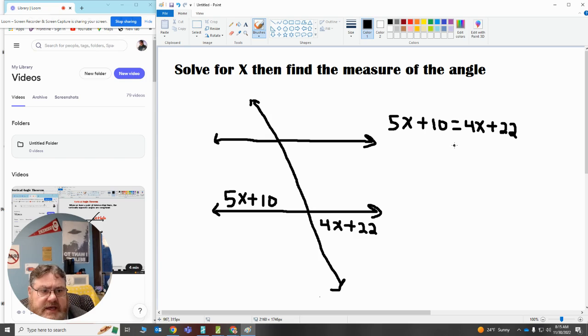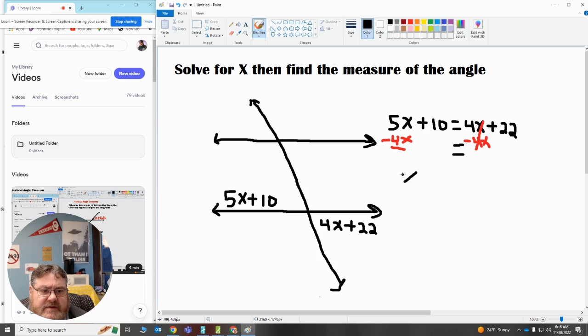I want to isolate x. I want x to be by itself. I like to get rid of the smaller x. 4x is smaller than 5x, so I'll get rid of that first. I'm going to subtract 4x from both sides. On the right side, it cancels out. On the left side, 5x minus 4x is 1x. Therefore, x is now isolated.